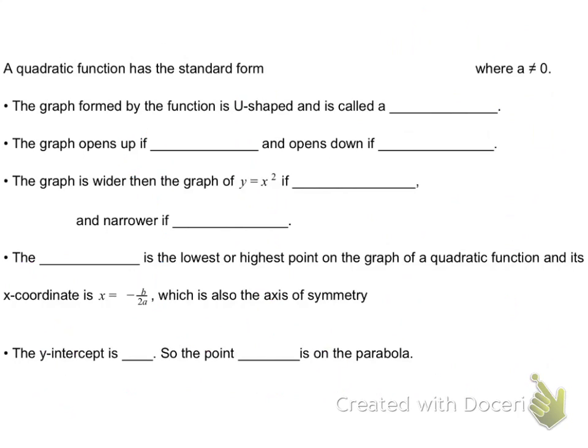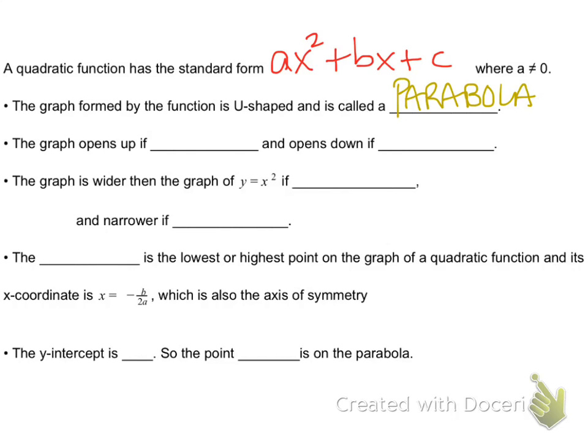And so now let's sum some of this stuff up. The quadratic function has the standard form of ax squared plus bx plus c, remembering that the a can't be equal to 0 because if it did we wouldn't have a squared term, and so we would just have a linear function. And the graph formed by the function is U-shaped, and it's called a parabola.